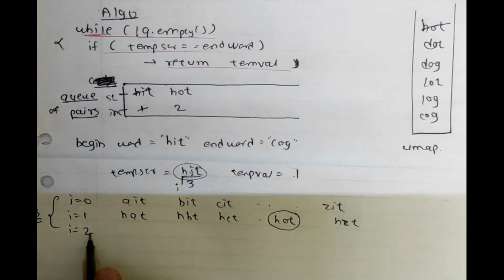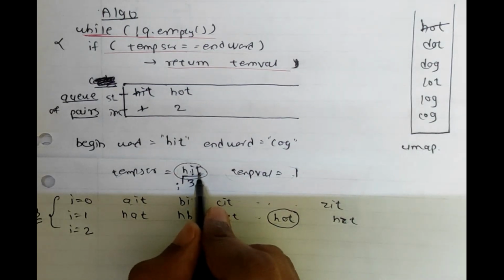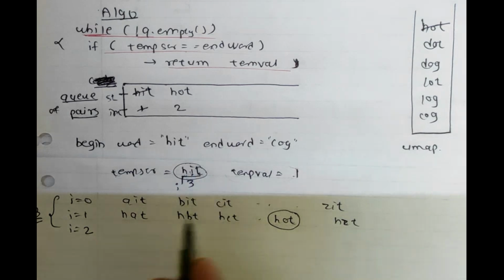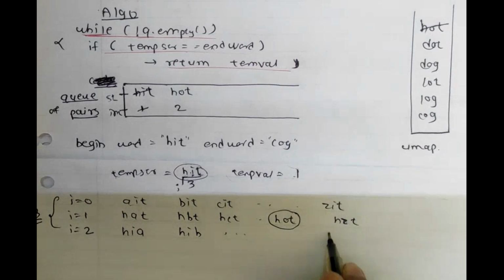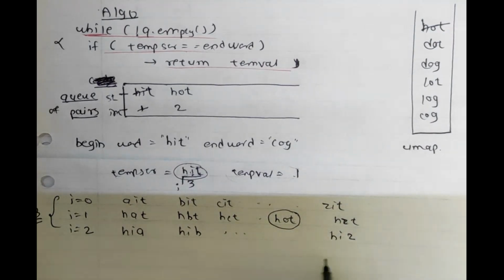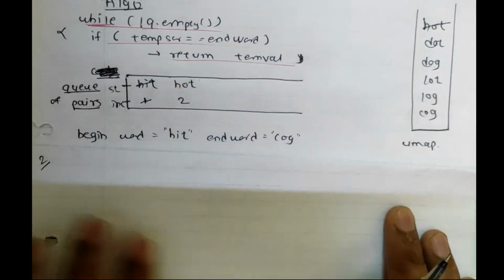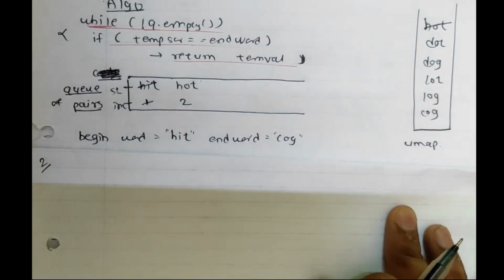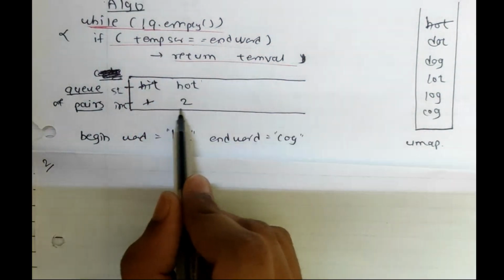Again check for i equals 2. For 2 means the third character of the temp str. So HIA, HIB up to HIZ. There is no match. So this is the first step. For the second, we have to check if the queue is empty. No, the queue is not empty.